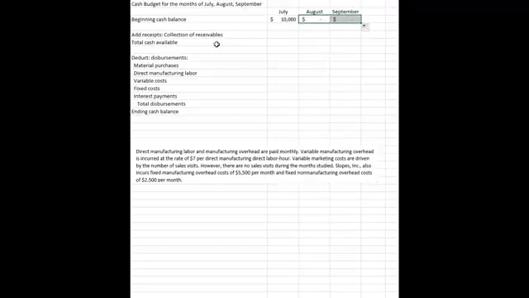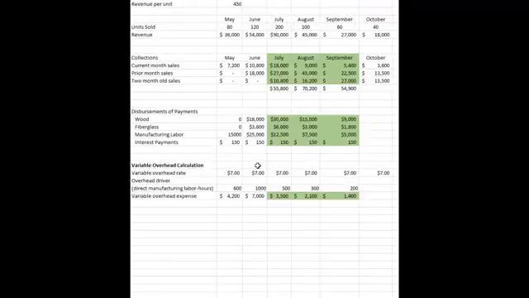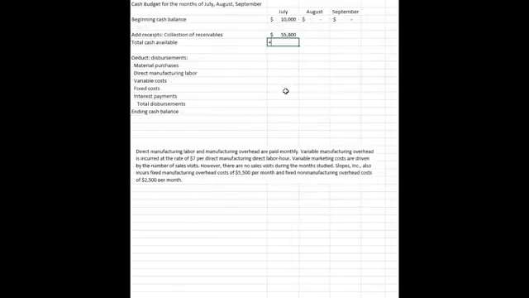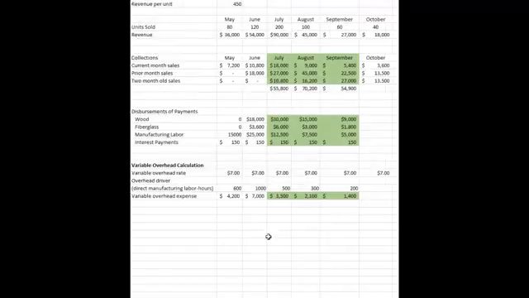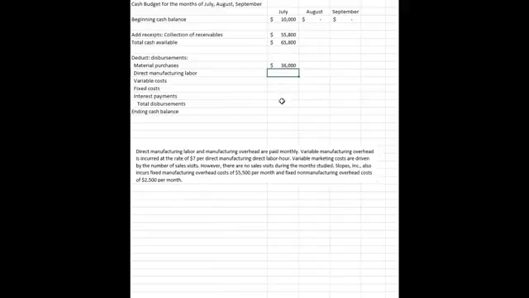So my cash collections from receivables, I'm going to link this back to, and I've saved everything right here for us in kind of a condensed form. The cash collections from July are right here. So my total cash available is what I started with plus what I received from my customers. So my disbursements are going to look like this. I've got all the disbursement payments in this schedule here. My disbursements for materials are the wood plus the fiberglass. So I add both of those cells together to get 36,000.